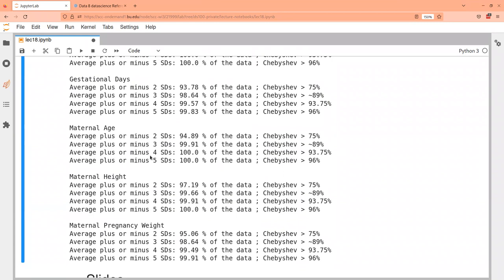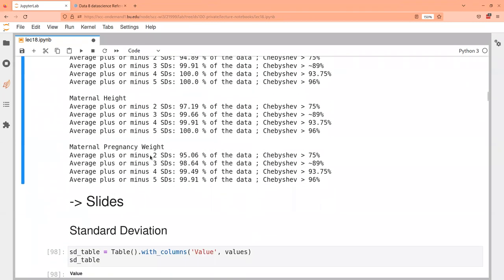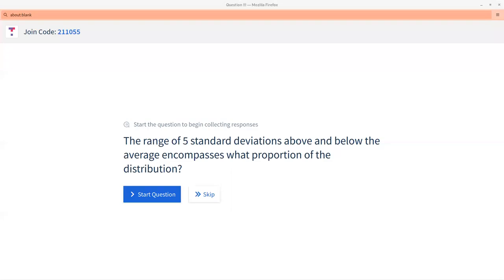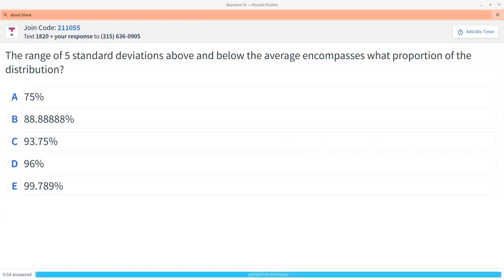All right. So back to the slides. And my slide controller. Hey, look, a question. We haven't had one in a while, so I thought it'd be fun. All right. So, anyway, memorize it.